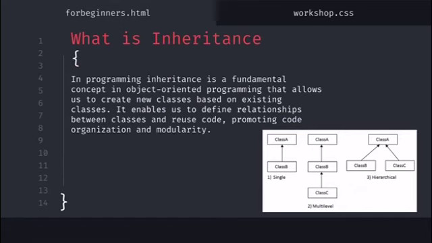And first of all, what is inheritance? In programming, inheritance is a fundamental concept in object-oriented programming that allows us to create new classes based on existing classes. It enables us to define a relationship between classes and reuse code, promoting code organization and modularity. In this case, class B would be a subclass of class A, as shown in the diagram in the bottom right, and class C would be a subclass to both class B and class A. And in the third example, class B and class C are both subclasses of class A, but they are not subclasses of each other.